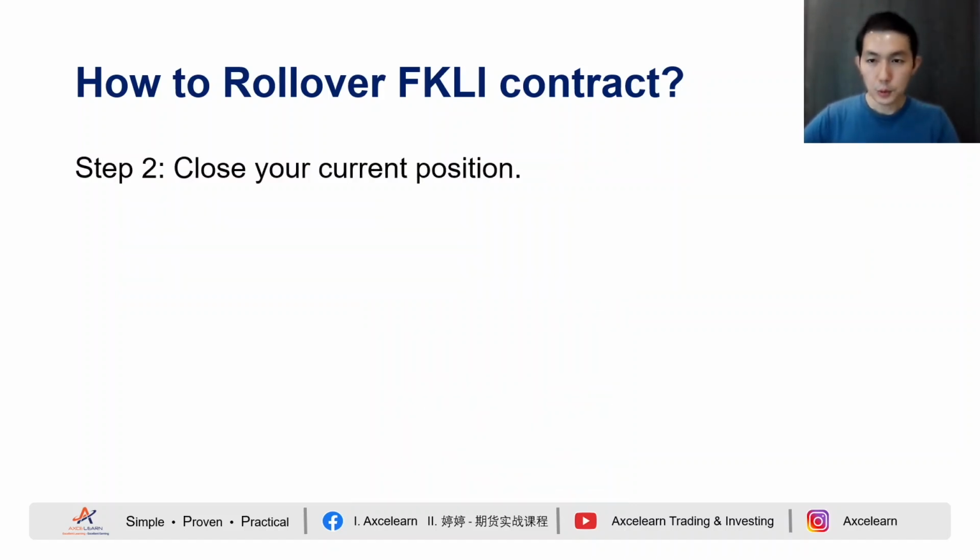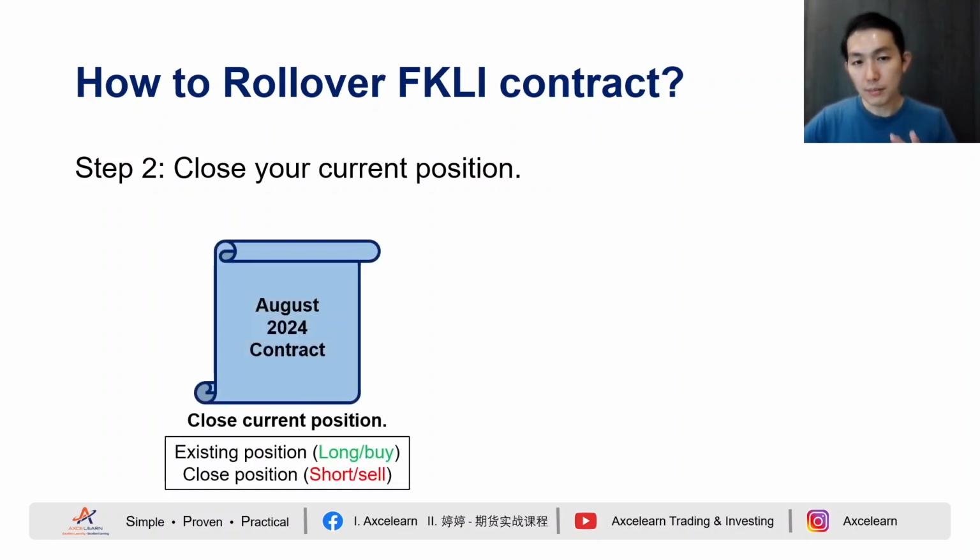Step number 2, you need to close your current position. On your trading platform, you need to close the position in the expiring FKLI contract. This involves selling if you initially have a long position, or buying back if you are initially holding a short position of the futures contract, at the current market price.